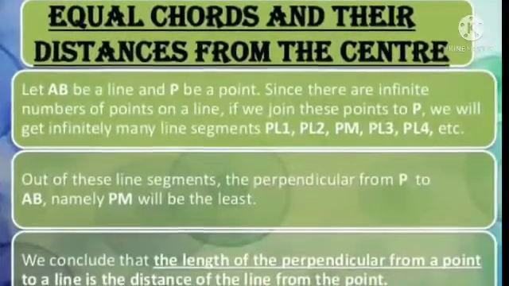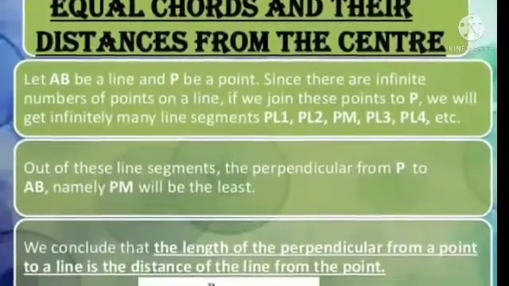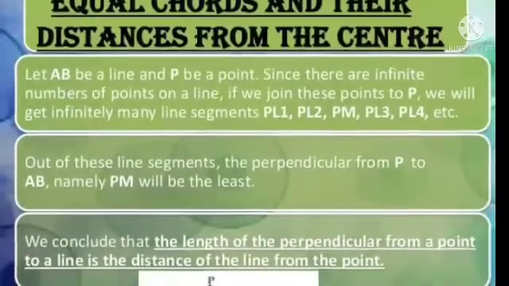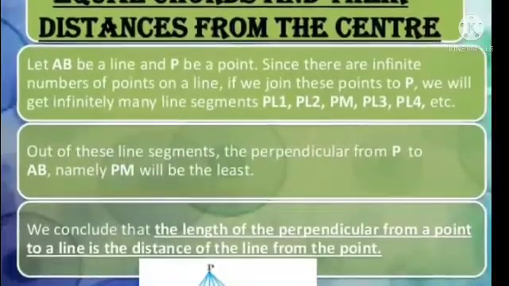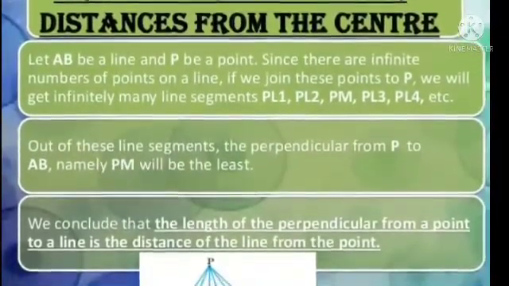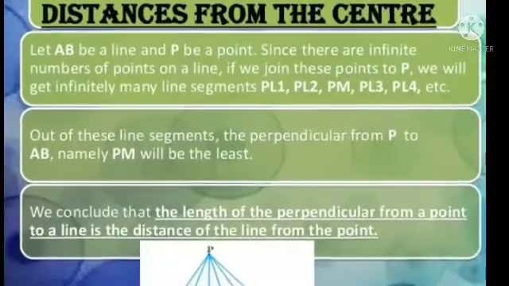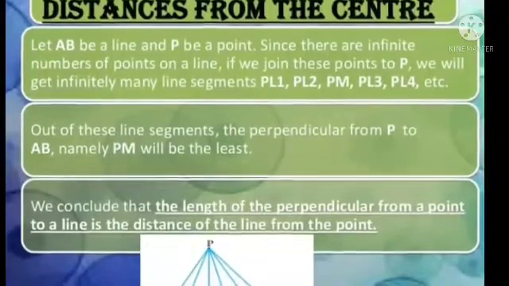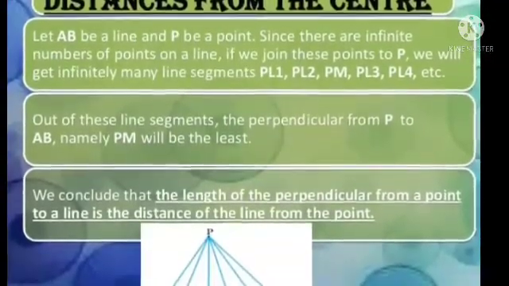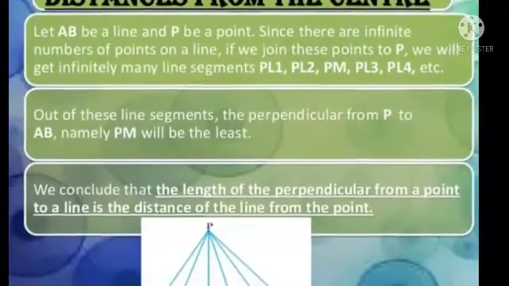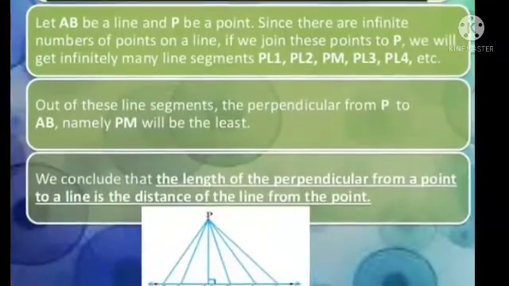Equal chords and their distances from the center. Let AB be a line and P be a point. Since there are infinite numbers of points on a line, if we join these points to P, we will get infinitely many line segments PL1, PL2, PM, PL3, PL4, etc. Out of these line segments, the perpendicular from P to AB, namely PM, will be the least. We conclude that the length of the perpendicular from a point to a line is the distance of the line from the point.